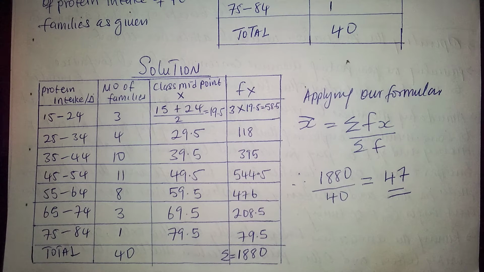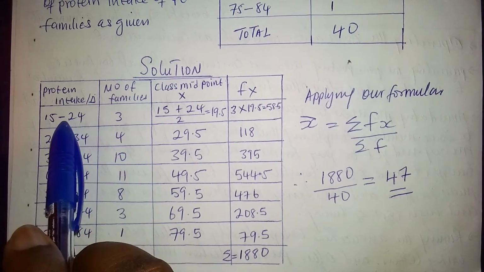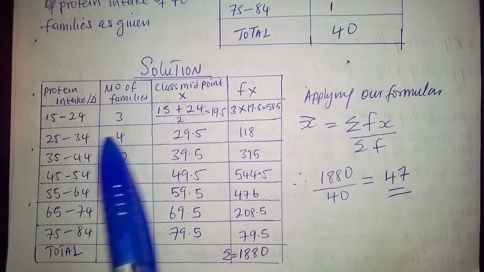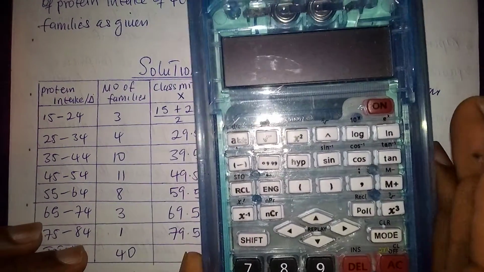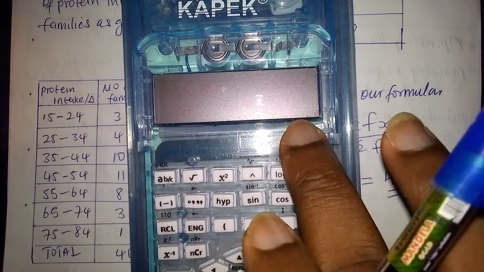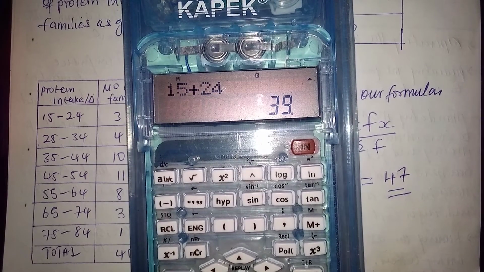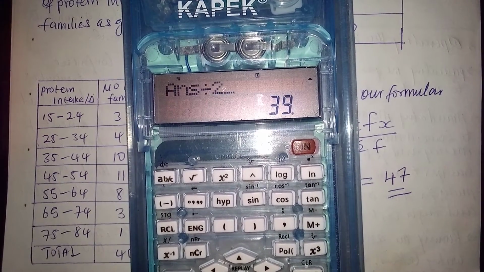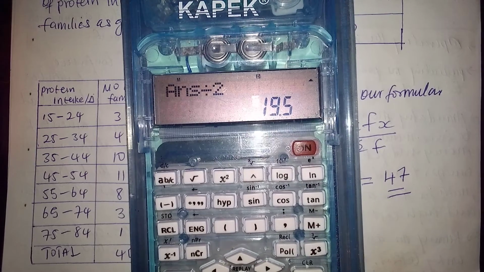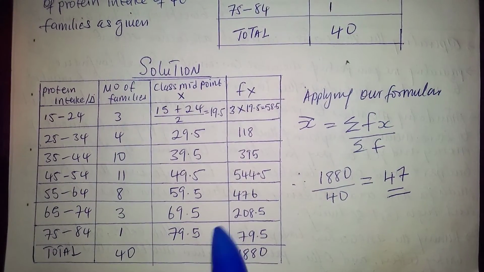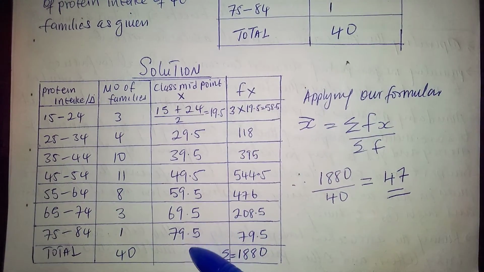How do we do it? 15 plus 24 divided by 2 gives you 19.5. Let's do it. 15 plus 24 is 39, divided by 2 gives us 19.5. So this is how we got all these figures.